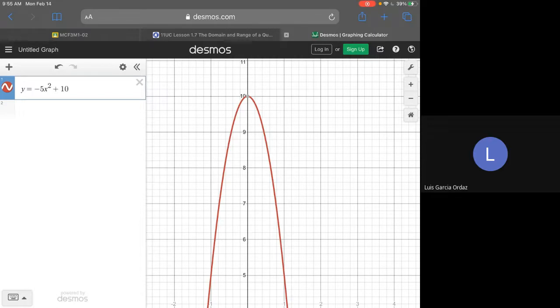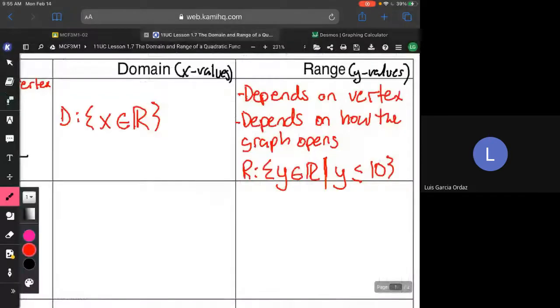Do you guys remember what a real number is? 1.2, 1.4, 1.3, 1.66, 1.875. It's basically all the numbers you can think of in the number system. Yep, Rita?